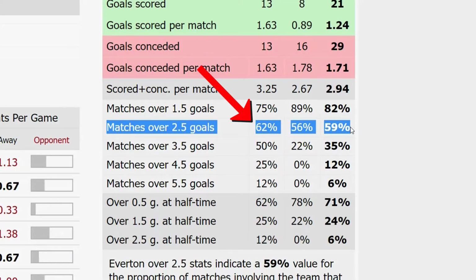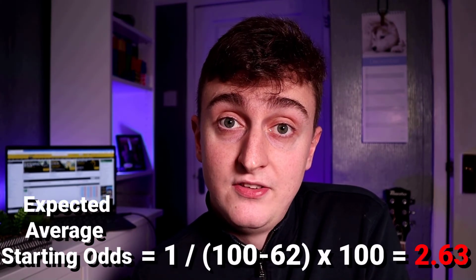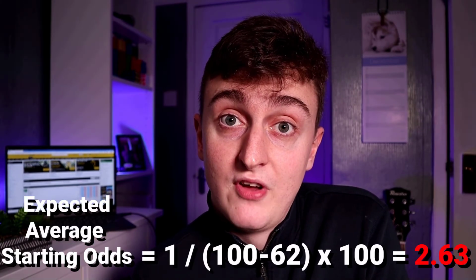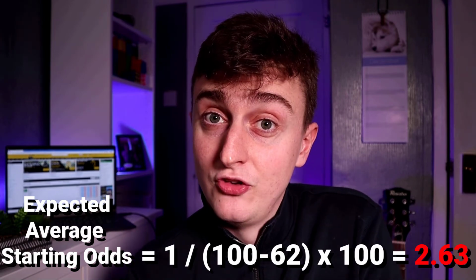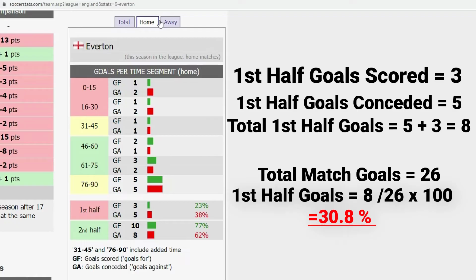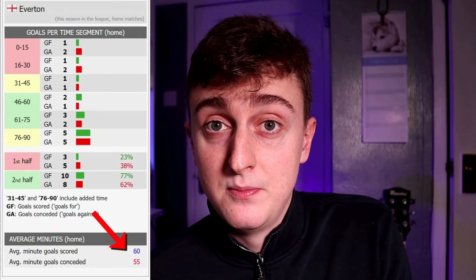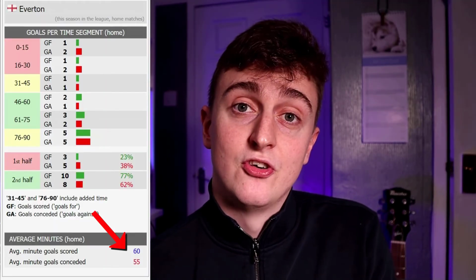At home especially, 62% of Everton's games finish with over 2.5 goals. So if the markets on Betfair are efficient, the average starting price in the under 2.5 goal markets for Everton's home games should be around odds of 2.6. However, staggeringly, only 30% of the total goals for Everton's home games actually occur in that first half, with the home team on average scoring after 60 minutes and the away team on average scoring after 55 minutes. This is why Everton have been an ideal team for this strategy this season.